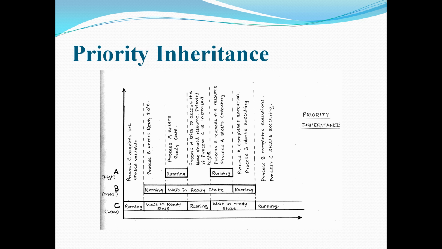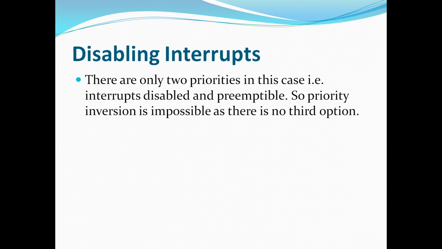Okay, now next one is disabling interrupt. So there are only two priorities in this case. First is interrupts disabled and the other is preemptible. So priority inversion is impossible as there is no third option. So it is a by default solution for the priority inversion problem.